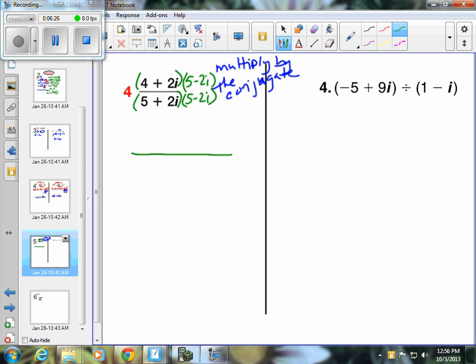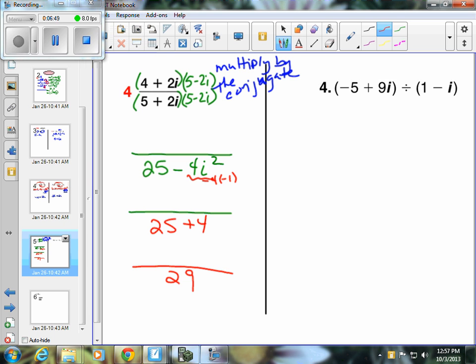So let's do the bottom, do FOIL. First would be 25. The outsides and the insides would cancel: negative 10i, positive 10i. I'm not even going to write them down. And then minus 4i squared. I'm going to keep going with the bottom. Remember the i squared deal. i squared is the same as negative 1. So a negative 4 times a negative 1 would be plus 4. So my denominator would be a 29. So what I've done is rationalize the denominator.